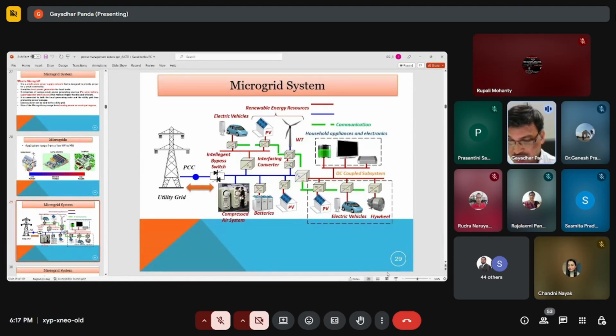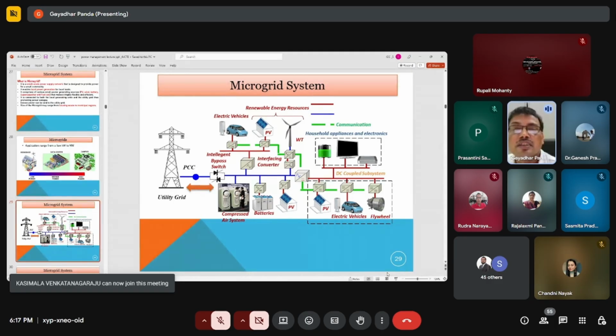And when we talk about the microgrid system, many sources will be integrated. Many storage devices will be integrated. Electric vehicle also comes into picture. So many things, and this microgrid can be connected with the utility grid, or it may be operated in the standalone mode by means of this bypass switch.